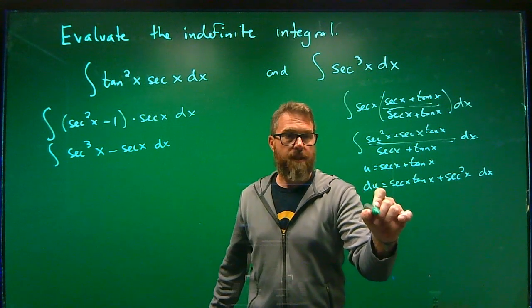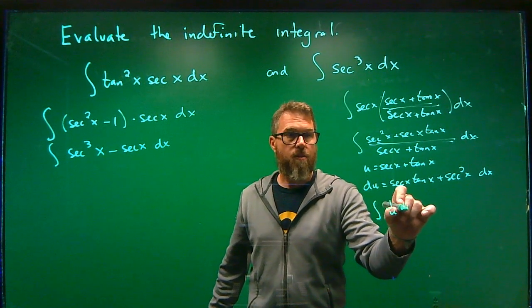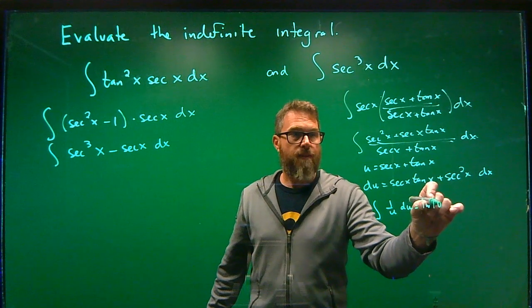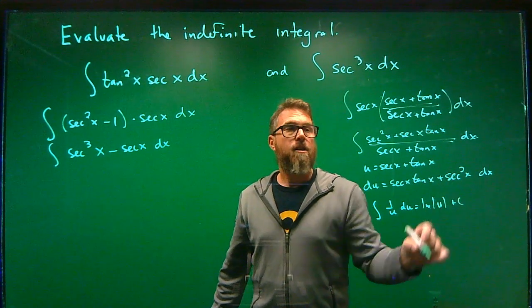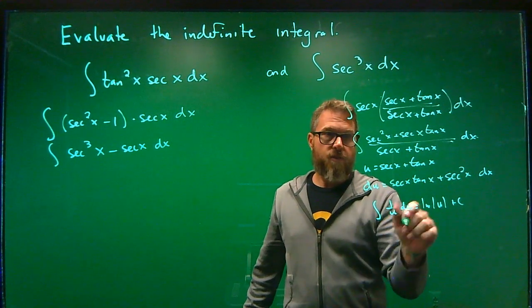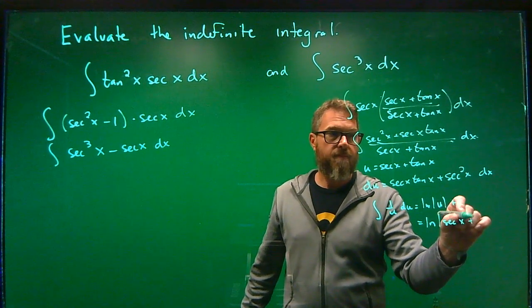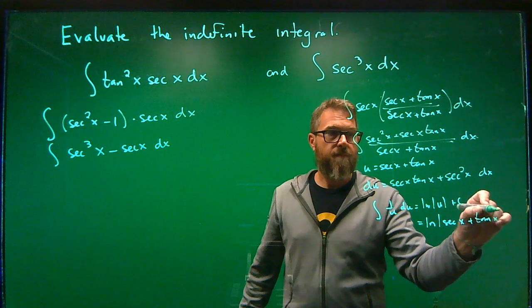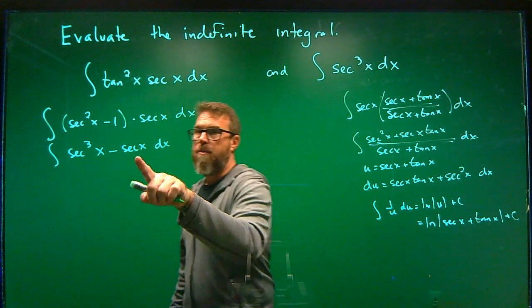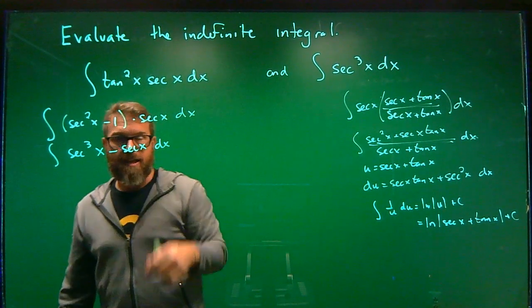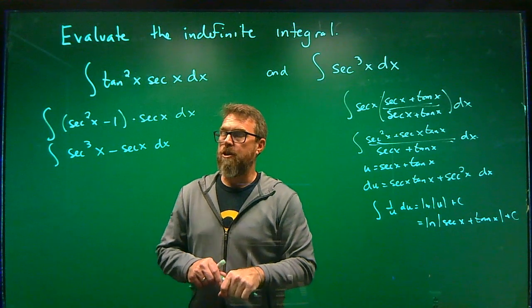So this ends up being the integral of 1 over u du, which is the natural log of the absolute value of u, plus c. So this is going to be the natural log of the secant of x plus the tangent of x. That helps us integrate this thing, so this is going to be minus that natural log expression.